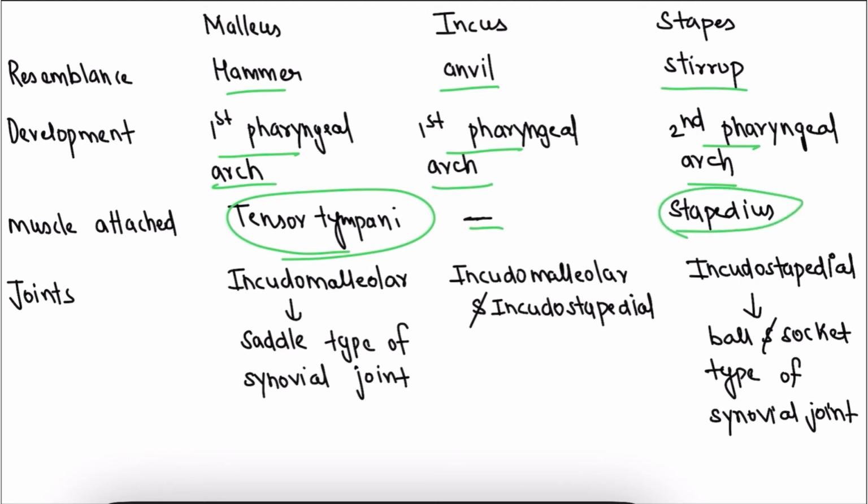The joints are the most important part. Between the malleus and incus, we have the incudo-malleolar joint. It is a saddle type of synovial joint. As the incus is present between the malleus and stapes, between malleus and incus we have the incudo-malleolar joint, and between incus and stapes we have the incudo-stapedial joint. The incudo-stapedial joint is a ball and socket type of synovial joint. This is a saddle type, this is ball and socket type.